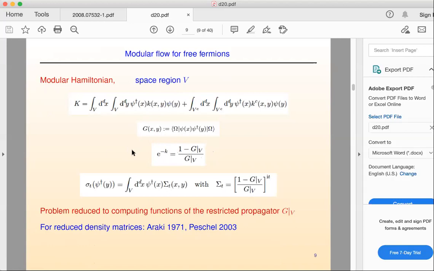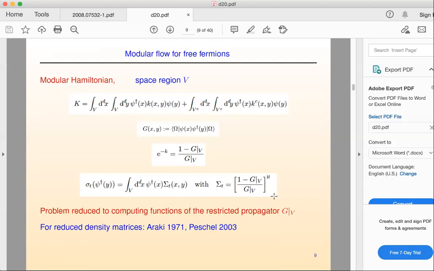And okay, so then just inserting this expression, we obtain for our modular flow. There are a few calculation steps, but just by analogy to this Tomita-Takesaki theory, we then obtain the modular flow in this form, where sigma t is given by this expression here. Okay, so this was a theoretical derivation.